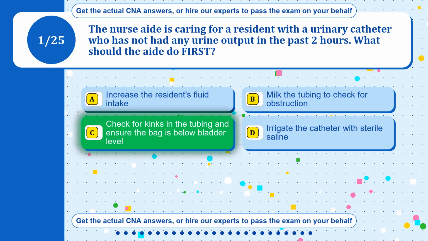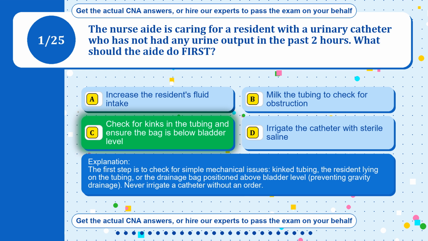The correct answer is option C. Check for kinks in the tubing and ensure the bag is below bladder level. The first step is to check for simple mechanical issues: kinked tubing, the resident lying on the tubing, or the drainage bag positioned above bladder level, preventing gravity drainage. Never irrigate a catheter without an order.